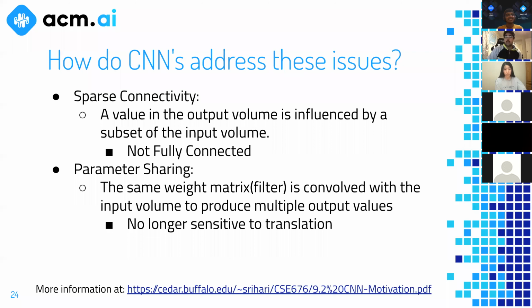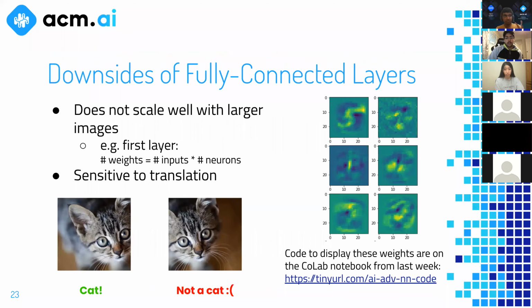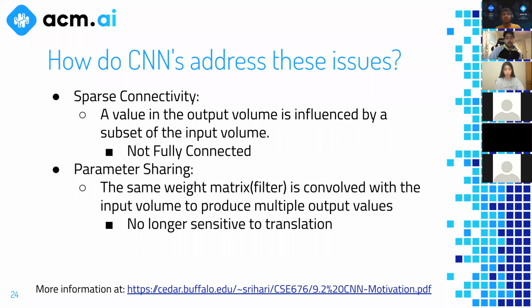Yeah, okay, last slide. So how does CNN address this issue? We have two issues here, with scaling as well as translation. CNNs address both of these in a really cool way that fully connected layers don't do. First is sparse connectivity.